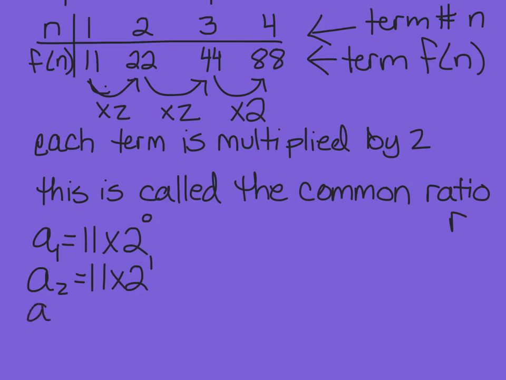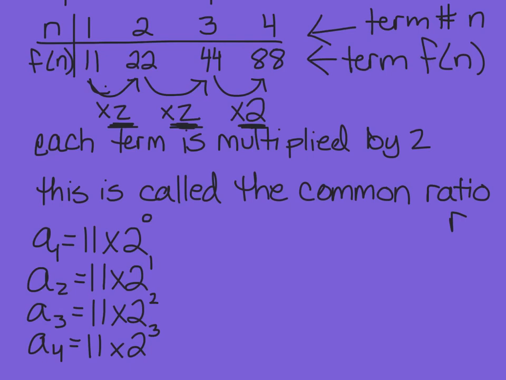Our third term is 11 times 2, and then times 2 again, right? Because we did times 2 and then times 2 more, so that's times 2 to the second power, 11 times 4. Our fourth term, we went times 2, and then we went times 2 again, and then we went times 2 again, so we went 11 times 2 to the third power, right? 2 to the third power is 8, times 11 is 88.